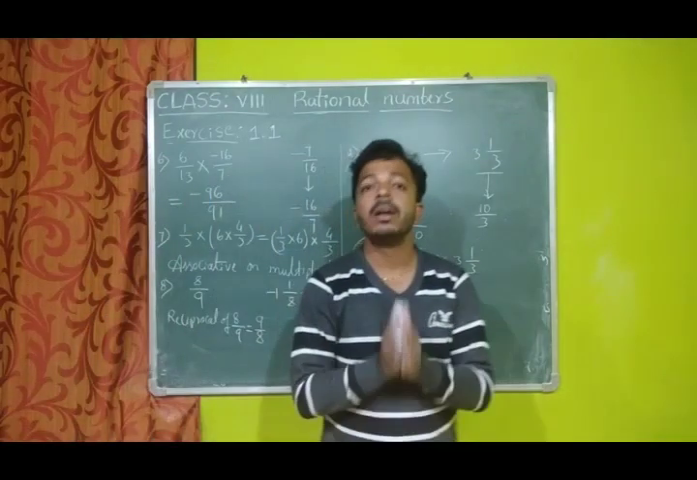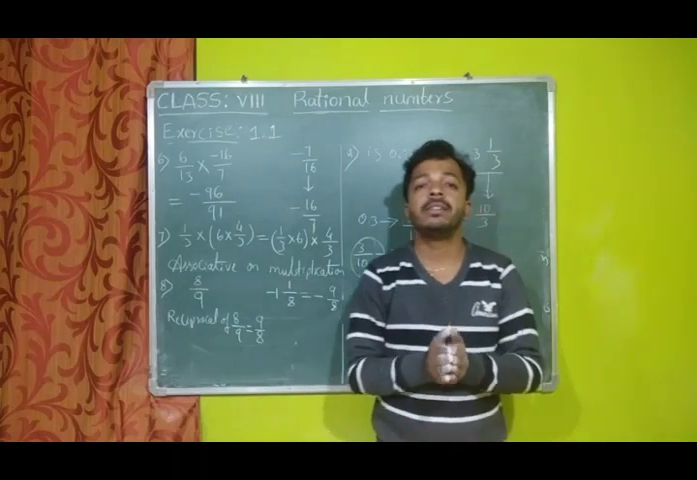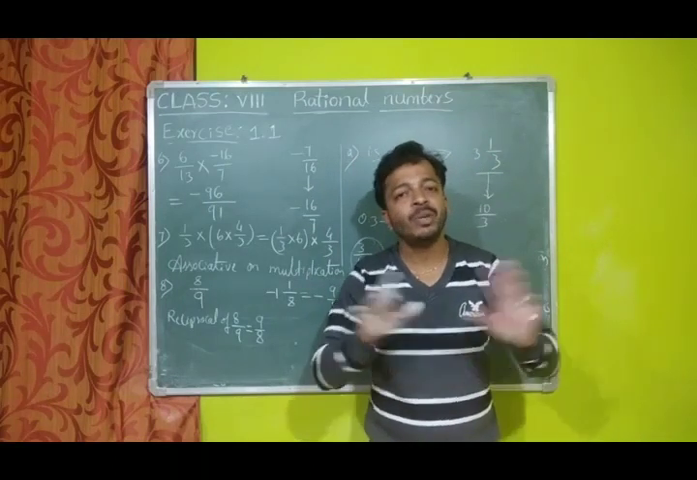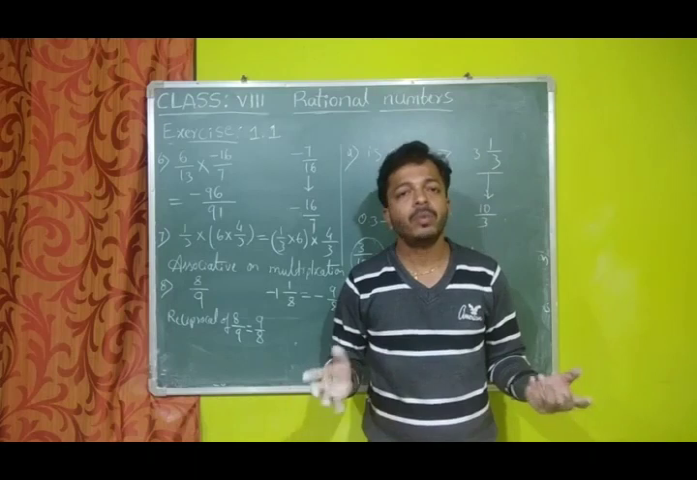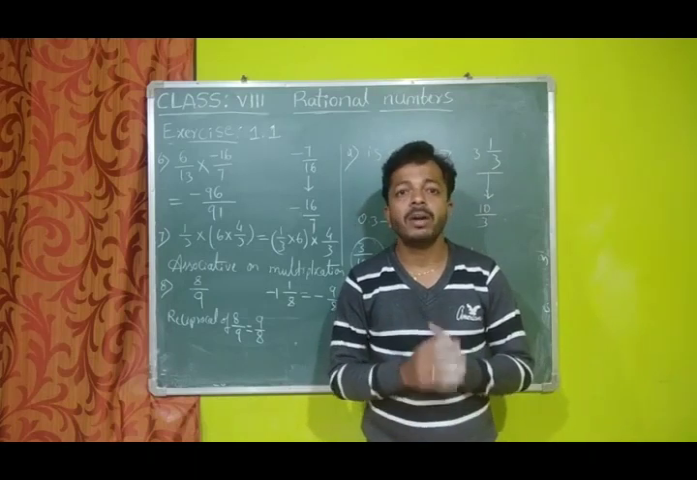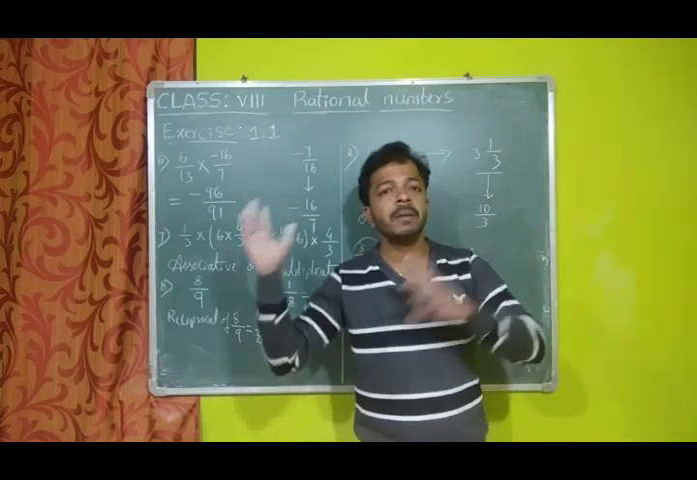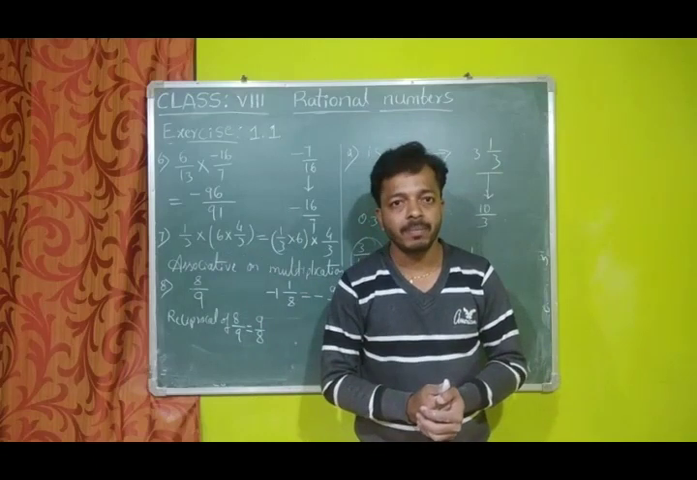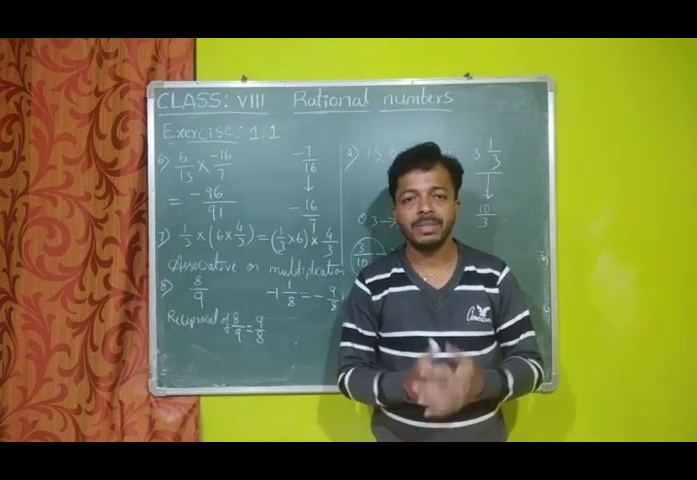Today we discussed the rational numbers chapter, exercise number 1.1, in detail. I think you all understood this. You have to practice more examples based on this rational numbers chapter. Understood? We will meet you in the next class.